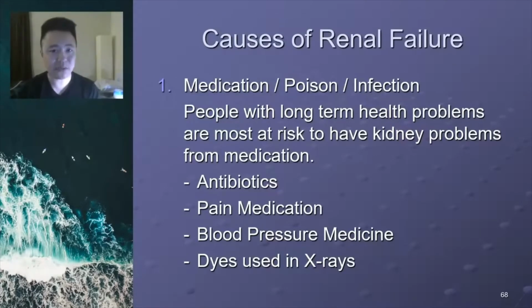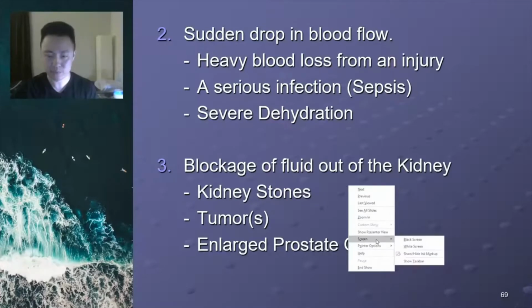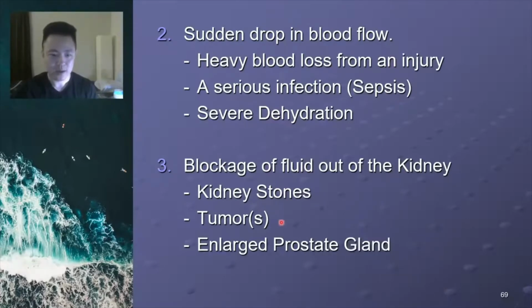Okay, so causes of renal failure. Again, medication, poison, infections. People with long-term health problems are most at risk of having kidney problems from medications, for example antibiotics, pain meds, blood pressure meds, and even dyes used in x-rays. Also a sudden drop in blood flow due to heavy blood loss from an injury, or maybe a serious infection or severe dehydration. Also, blockage of fluid out of the kidney by kidney stones, tumors, and an enlarged prostate gland could lead to that.